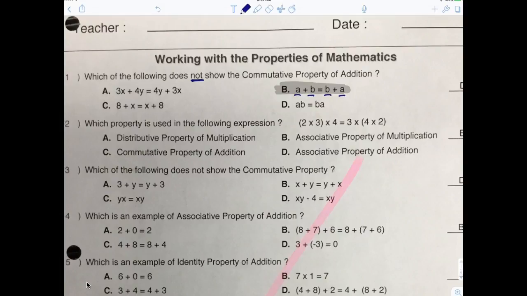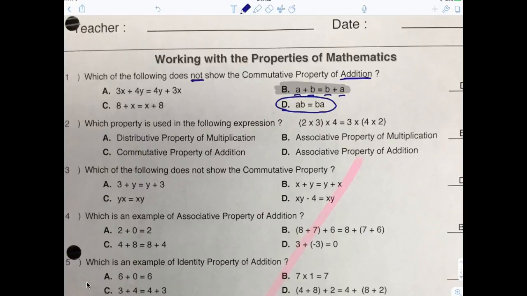Now, it also says the commutative property for what? Addition. Well, the only one that doesn't have addition is what? AB equals A. Is the only one that's not dealing with addition is what? D. So the correct answer is D. That would be considered the commutative property of multiplication.